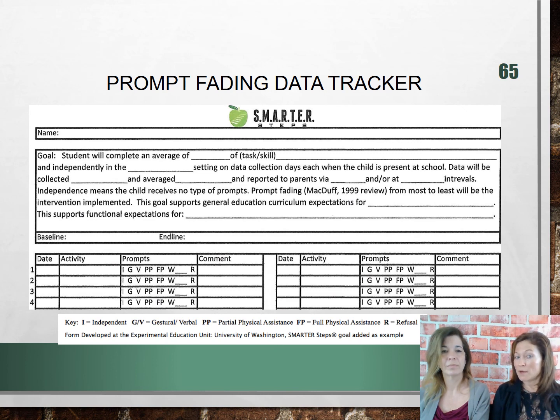Here's what our form looks like. You can see this product on our website, and this is the prompt fading data tracker. You can use different types of ways to track here. You can list your activity and the date and circle your different types of prompts, and this is how you would calculate that independent level.